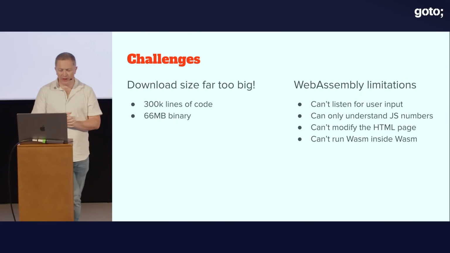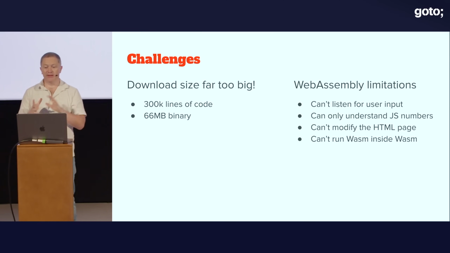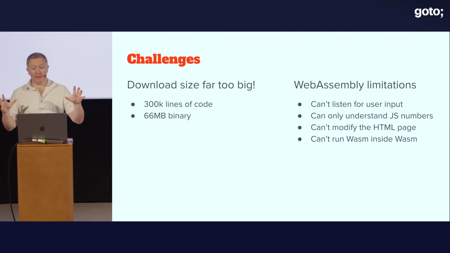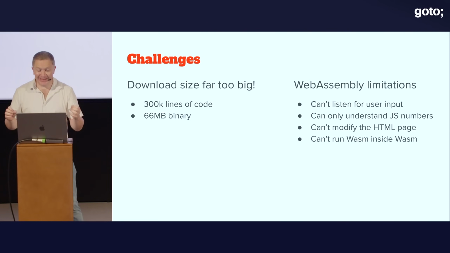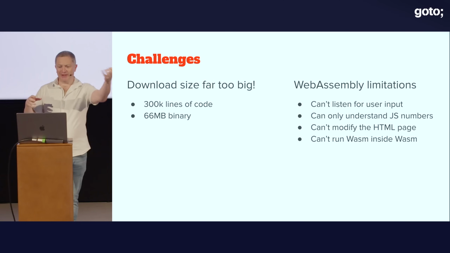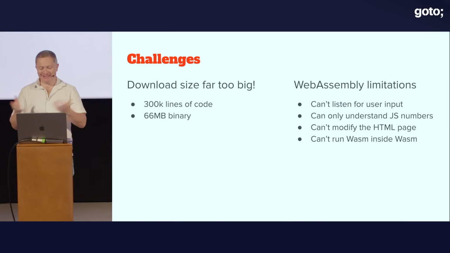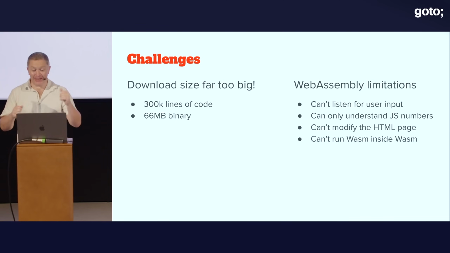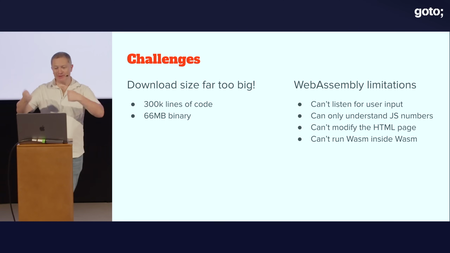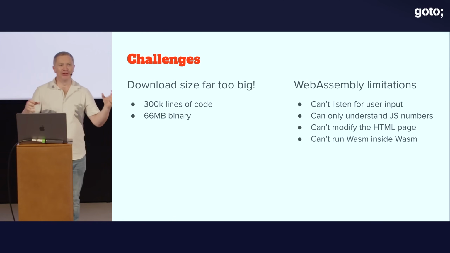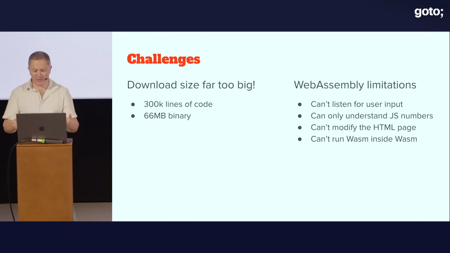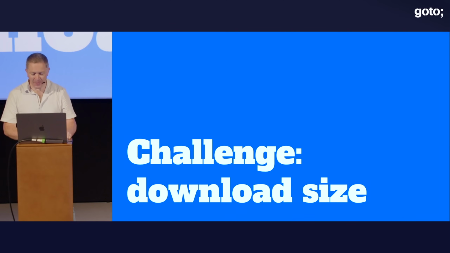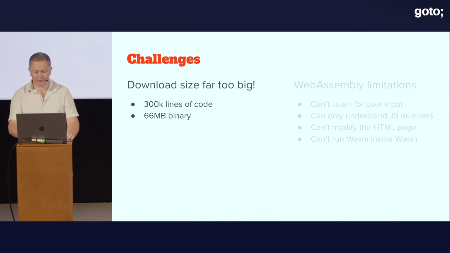And the other challenges are mainly around various WebAssembly limitations that exist. WebAssembly is not actually able to listen for user input. That's going to be a problem because we need to type user input in. It can only understand JavaScript numbers. So if we want to listen for user input with JavaScript, that's going to be difficult. It can't modify the web page, and you can't run WebAssembly inside WebAssembly. I did say that both the language we're compiling and the compiler itself are in WebAssembly, but that's not much good if we can't run WebAssembly inside WebAssembly. So these are the challenges we're going to have to figure out. All right, so the first one, download size. It's way too big.